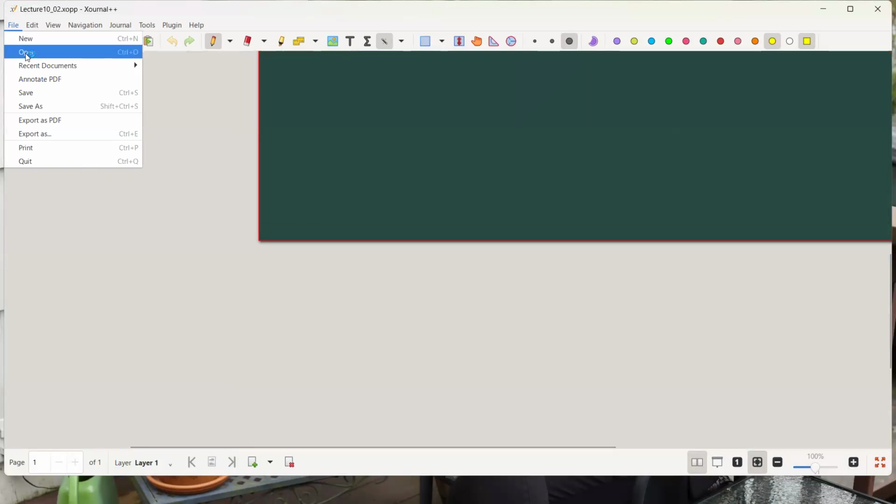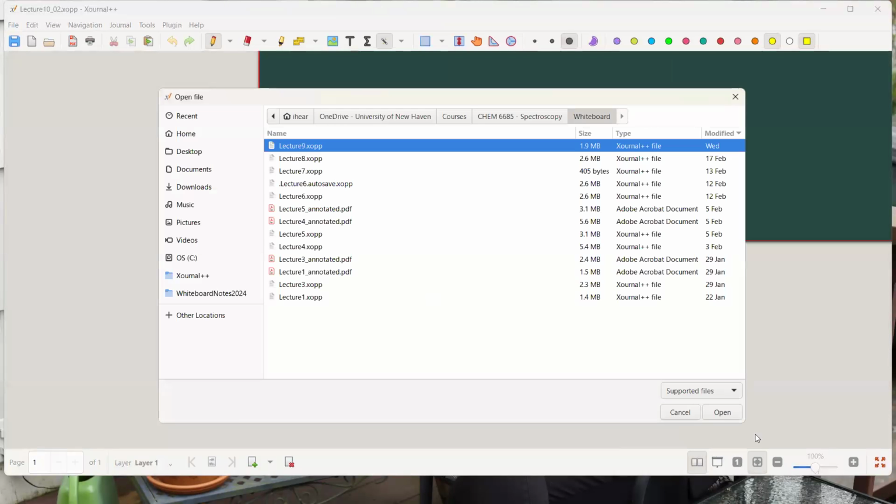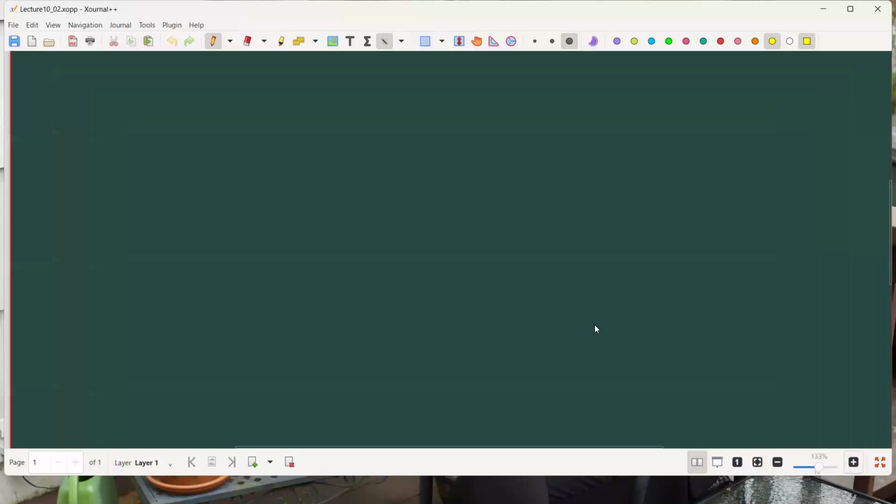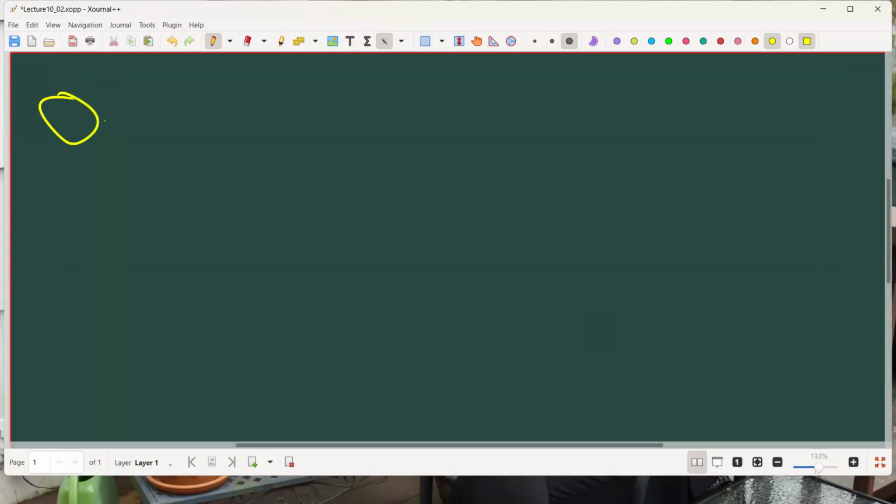Lost my notes. Let's see. I should have an auto save in here. I don't. Great. Okay. All right. Well, I guess we'll do it live. All right. So let me just redraw.